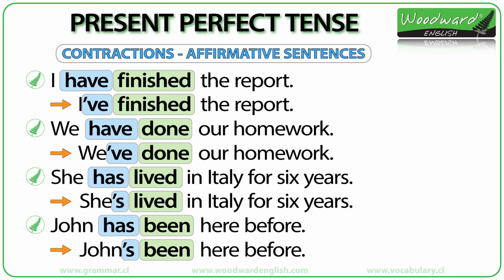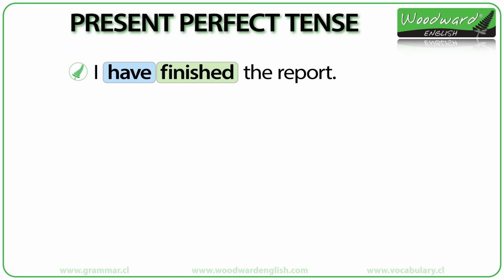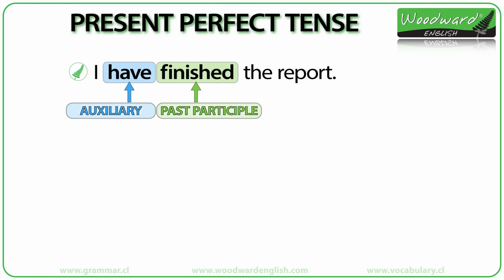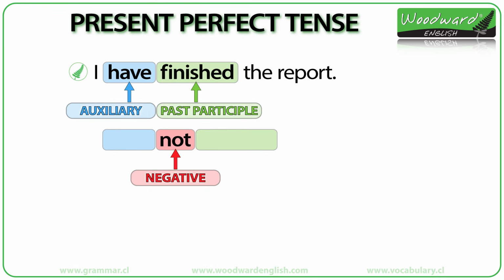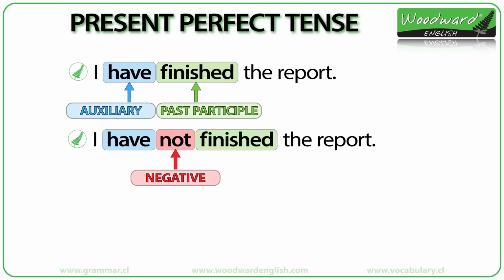Now, let's look at how to make negative sentences in the present perfect tense. Look at this affirmative sentence. I have finished the report. There is the auxiliary, have, and the past participle, finished. How can we make this negative? To create a negative sentence in the present perfect tense, we just add not between the auxiliary, have or has, and the past participle. I have finished the report becomes I have not finished the report.